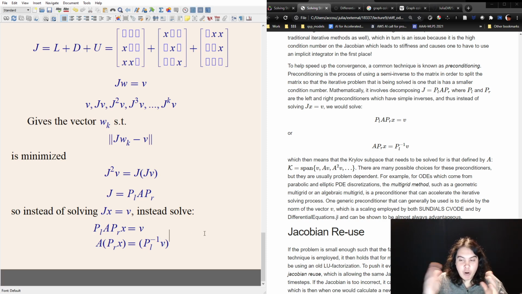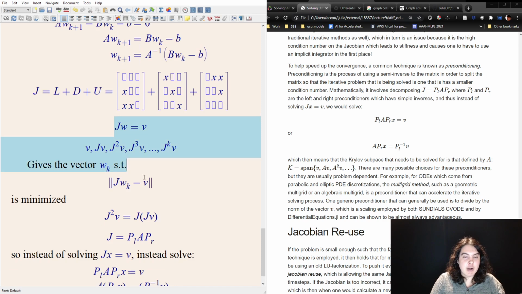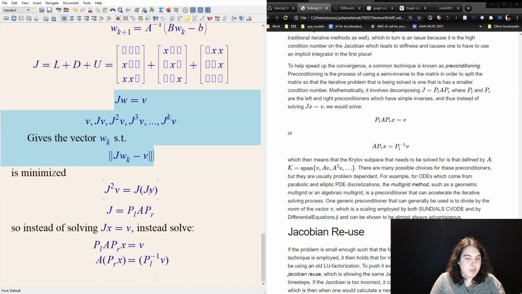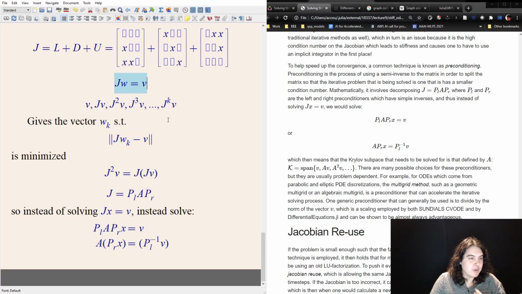There are all these different ideas for that. If you've ever heard of multigrid methods, they are essentially a way of doing this. And this is called preconditioning. You precondition this, and you make the Krylov subspace easier to solve by decomposing it, knowing the inverse of P_L, and then using the inverse of P_L to make the Krylov subspace problem for A easier. Once you've solved this, you just multiply it back out and you get the solution to the original iterative system.